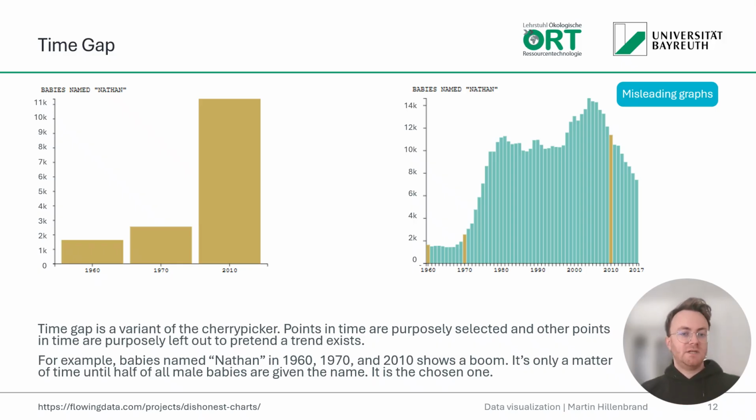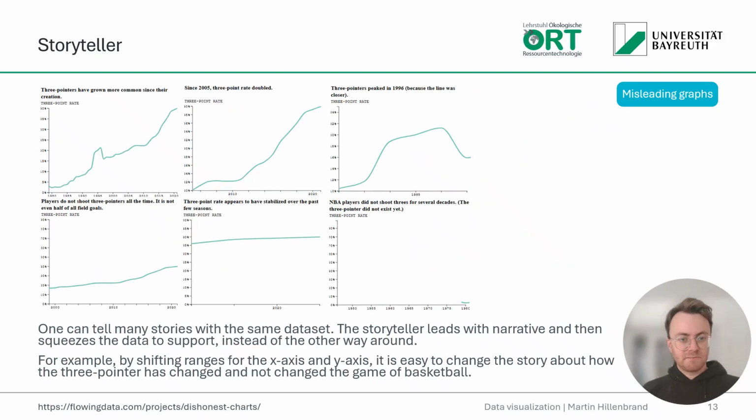So this is here with a baby's name, Nathan, and you see a boom here, but you also see that the name is not quite as popular as it was before. So the time gapper can also be combined with the overbinner and so on. So there's also a combination of different misleading tactics. The storyteller can now combine some of those strategies. So one can tell many stories with the same data set.